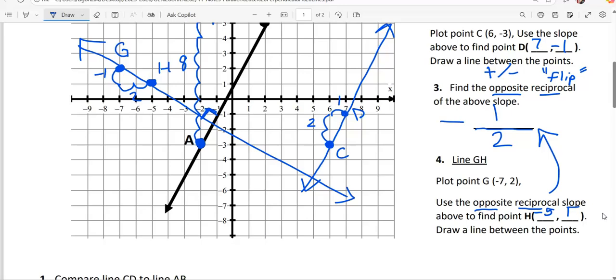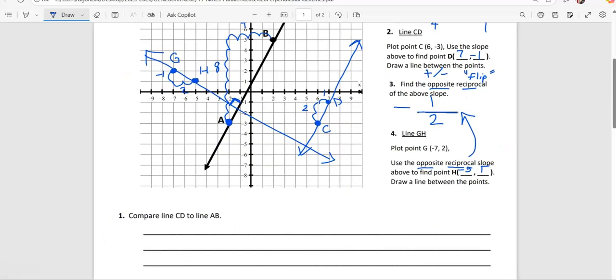So what did we end up doing? We made a parallel line, which means same slope, and we made a perpendicular line, opposite reciprocal slope. That is something you should have learned in Algebra 1. So let's write this down. AB, sorry, AB is the original line. CD is the one we made first. These don't cross. Those are parallel, and they have the same slope. Parallel lines have the same slope.